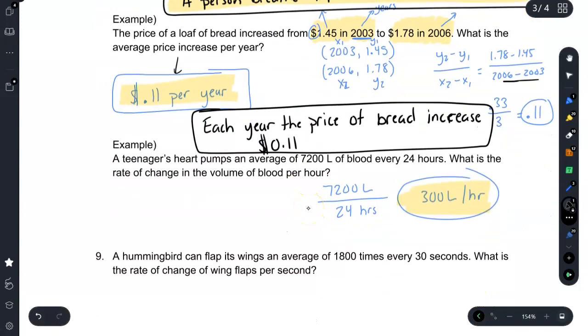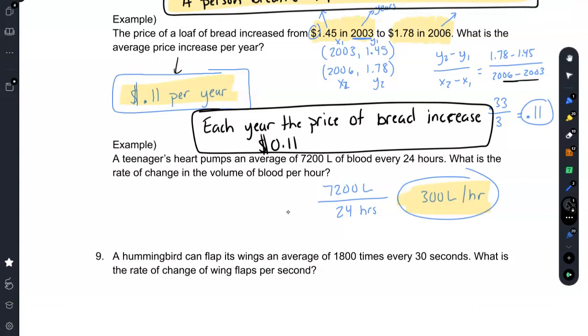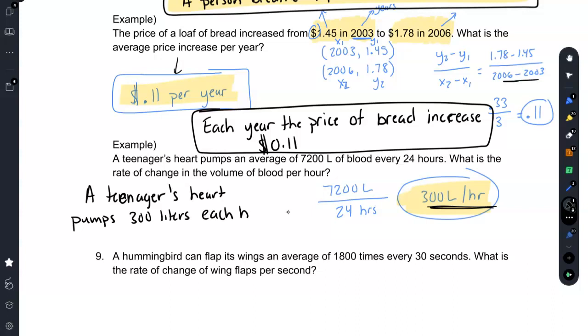And for my last example, a teenager's heart pumps an average of 7,200 liters of blood every 24 hours. What is the rate of change in volume of blood per hour? And we found that to be 300 liters per hour. So we can say this: a teenager's heart pumps 300 liters per hour or each hour.